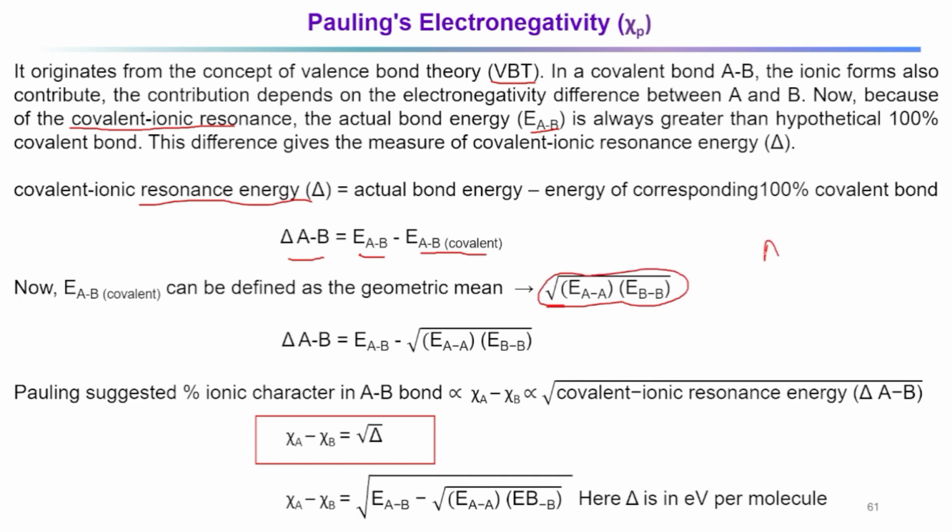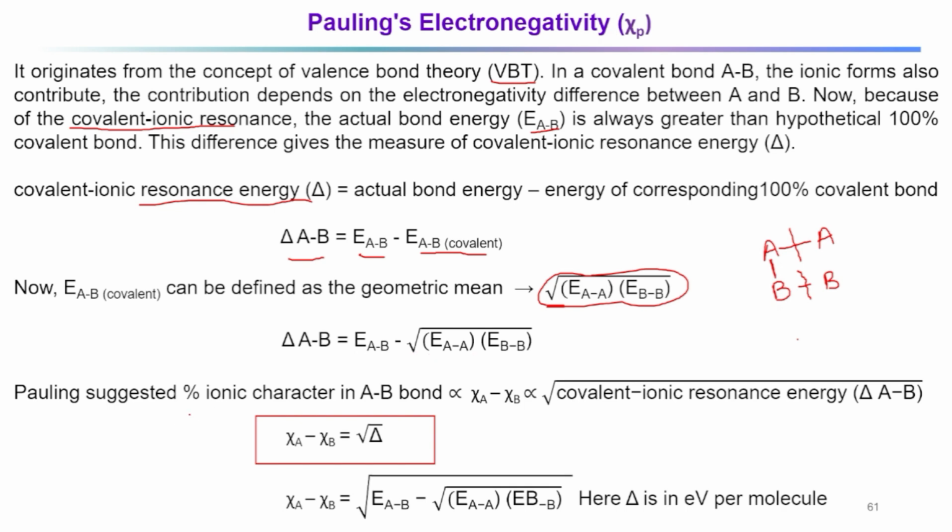To understand this, first we have the molecule A2 and the molecule B2. Now, if you break these two bonds, and then join A and B, the energy of this AB will be equal to the square root of the energy of AA multiplied by the energy of BB. So we can write this value in terms of the energy of the 100% covalent bond between AB. If you put that, we get delta AB equals EAB minus the square root of EAA into EBB.